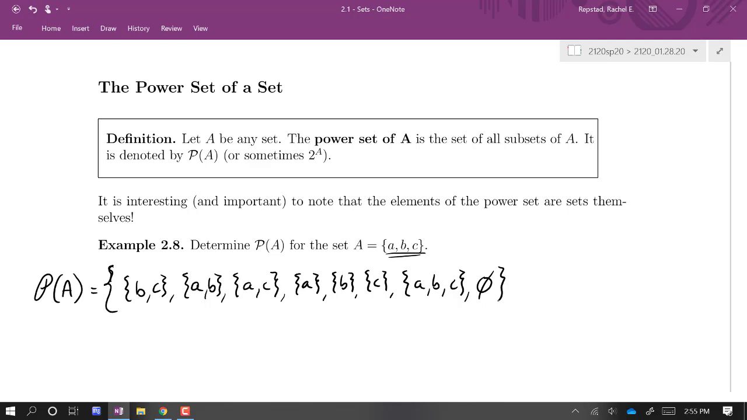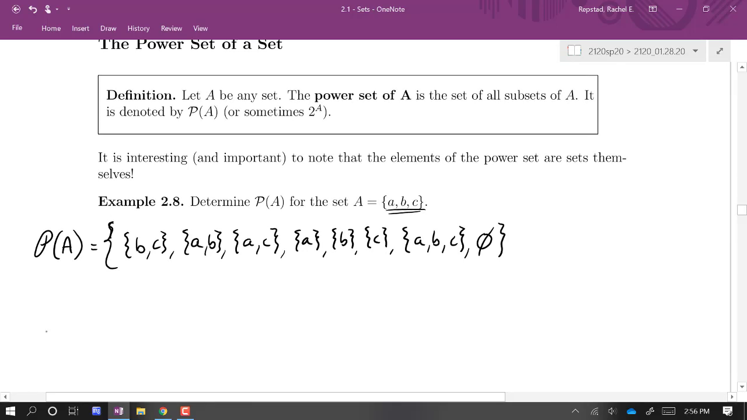How many did we find? 8. That's how I know we're done. We got to 8. I was like, we got them all. I know there's going to be 8 subsets. The number of subsets, so if I don't know if we've defined this yet, but the size of a set, maybe I'm getting ahead of myself, but I don't care.